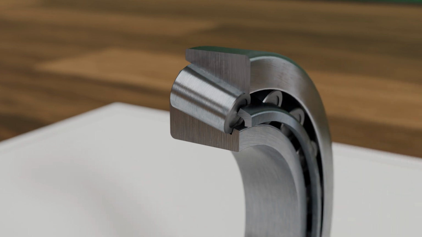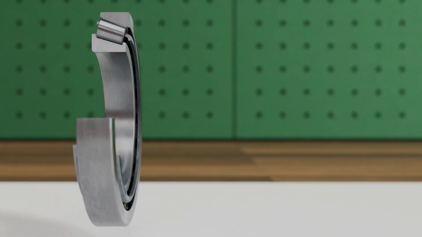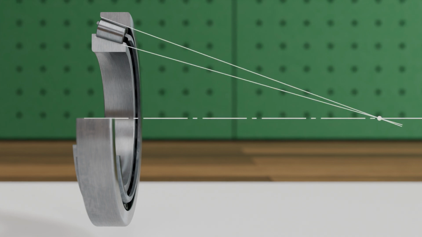Due to the conical shape of the rolling elements, tapered roller bearings can handle both very high radial forces and high axial forces. The imaginary extension of all tapered surfaces intersects at a common point on the bearing axis. This allows the rolling elements to roll on each other without sliding, enabling low-friction operation.